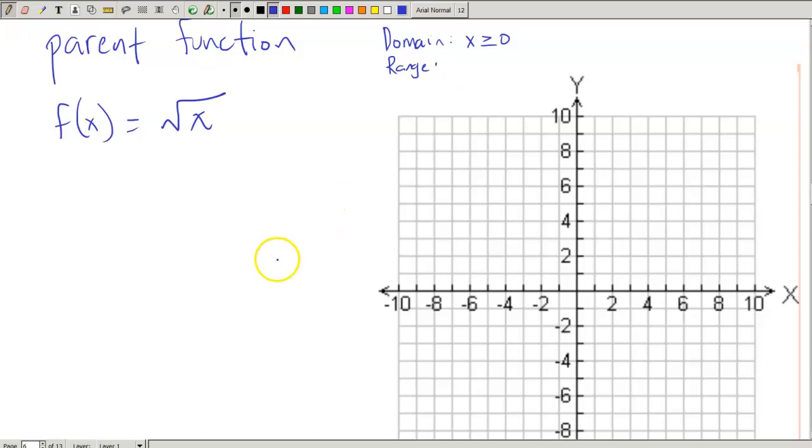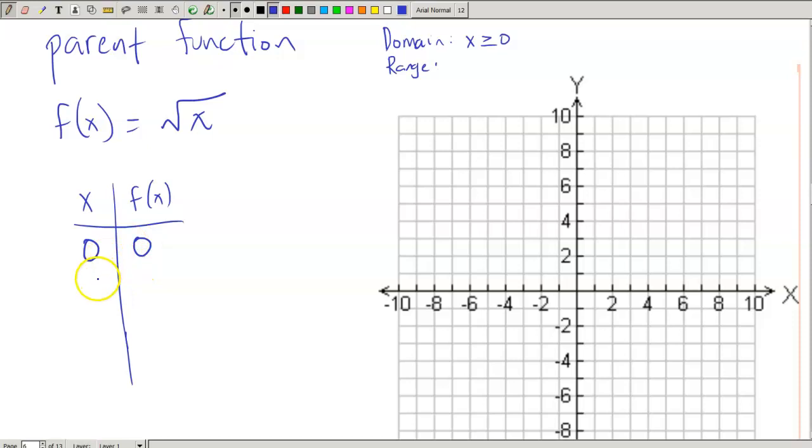If we were to plug in some key points into this function and simply make a table of values, let's just do that. So here are some key points with this graph. First of all, what can I plug in for x? I'm going off of my domain. I can't go below 0. I'm going to start with the first point that my domain allows, which is 0. So if I plug in 0, my output is 0.